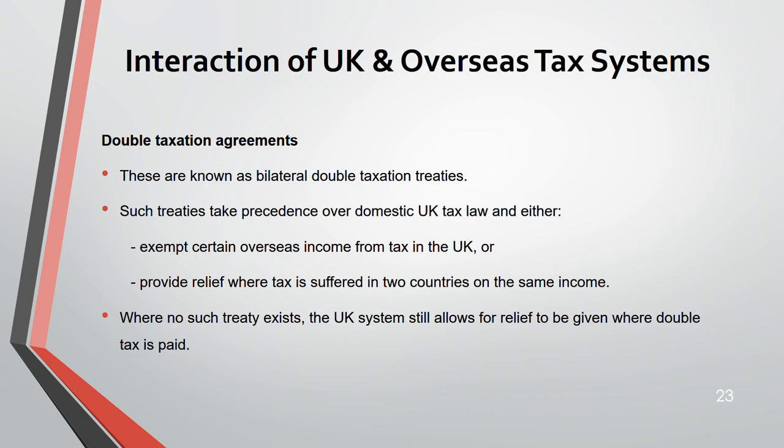Where no such treaty exists, let's say a double taxation treaty is not there. And remember, this is bilateral. Bilateral means both parties will benefit. UK and the one overseas, both of them will get this benefit. They only have to pay tax on that income once. And if they have paid in both countries, they'll be given some tax relief.